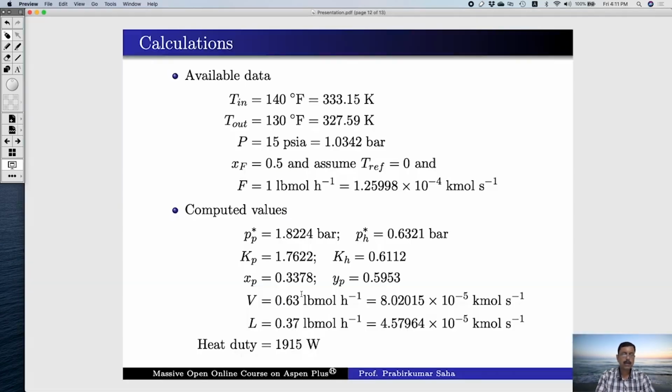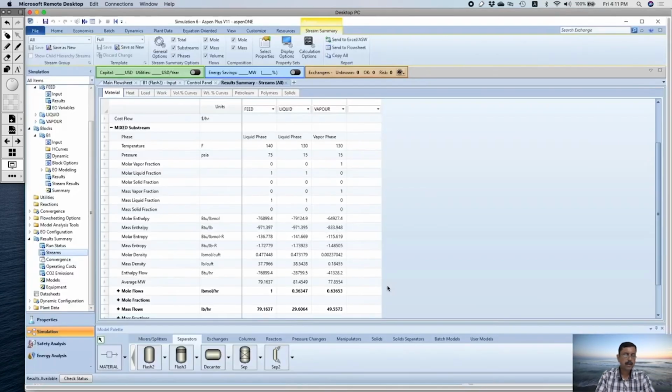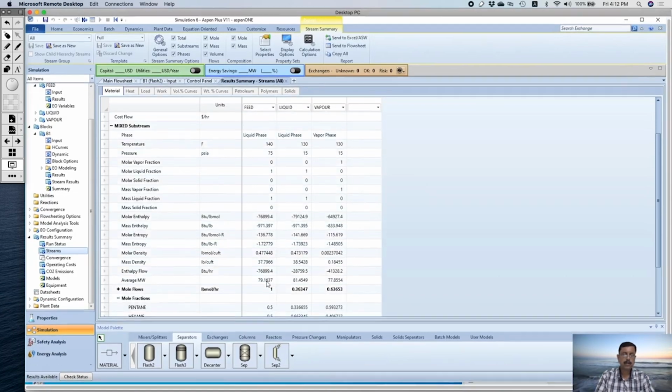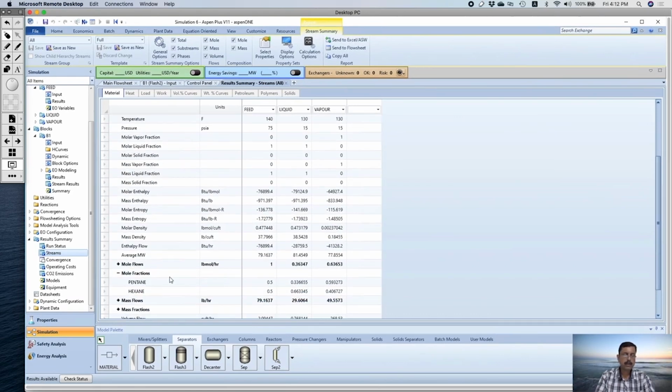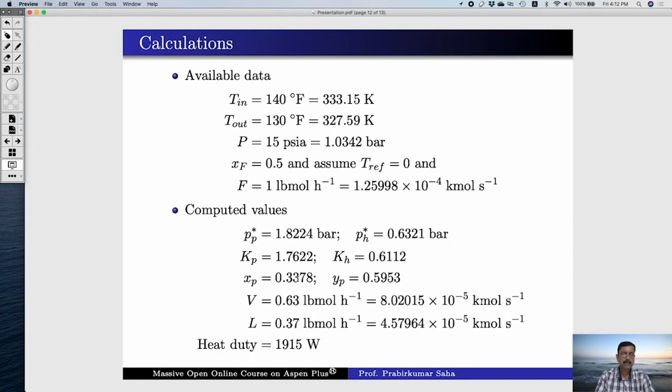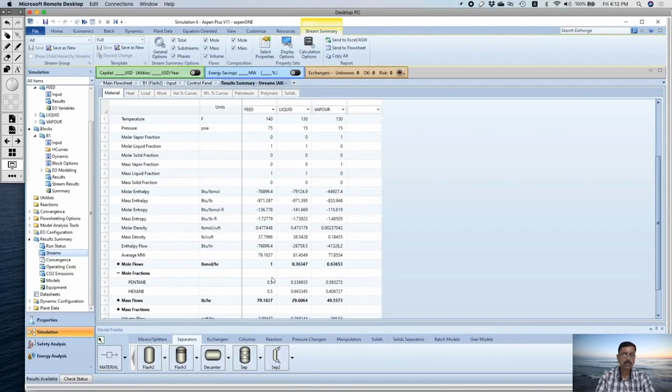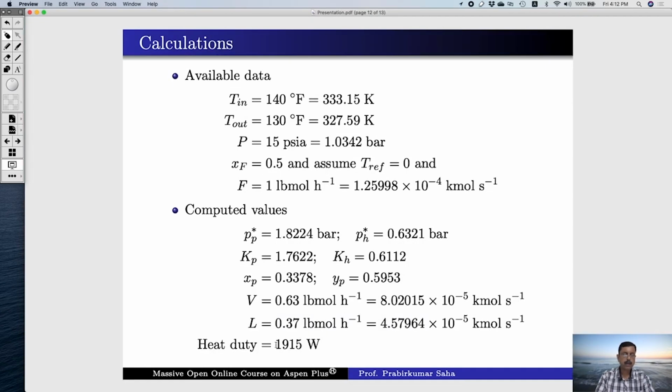And what about the mole fraction of pentane? 0.3378 in liquid phase, 0.5953 in vapor phase. So it is almost same. Mole fraction, you see, pentane, liquid phase 0.33, vapor phase 0.59, 0.33. And lastly, the heat duty. Heat duty we have calculated to be 1915 watt.